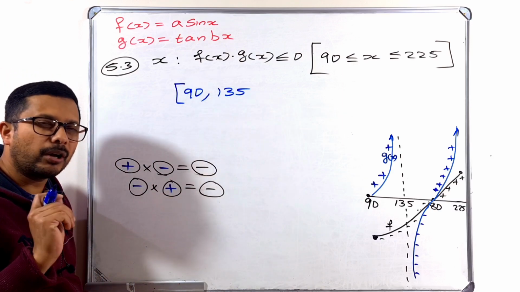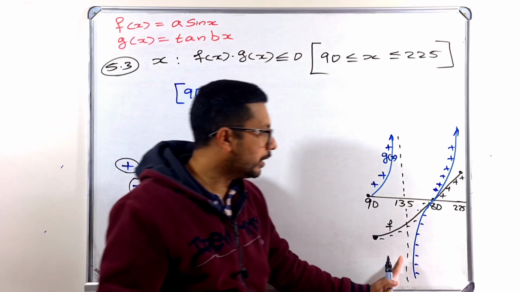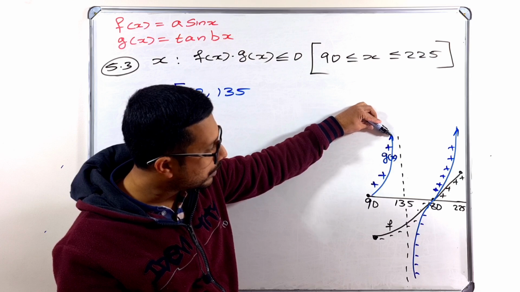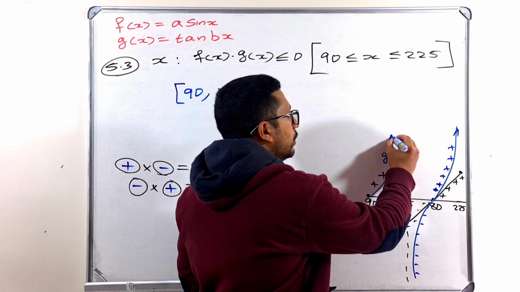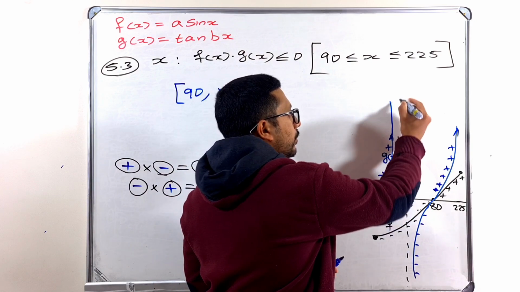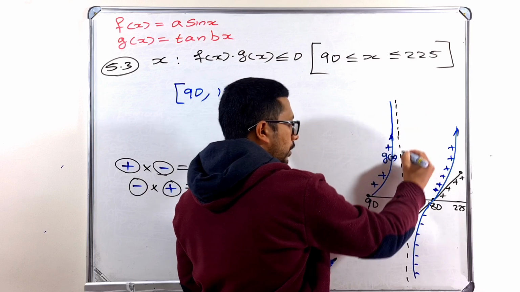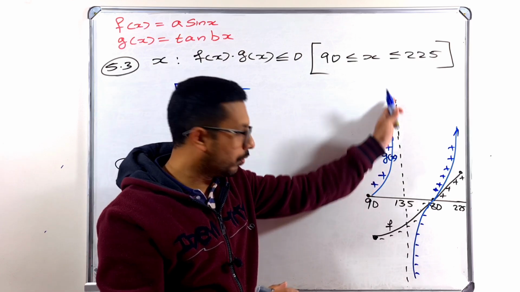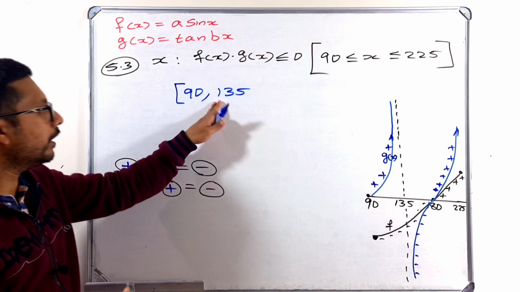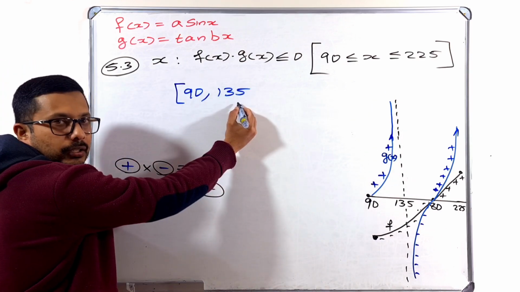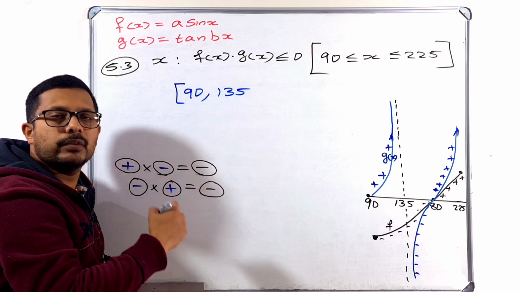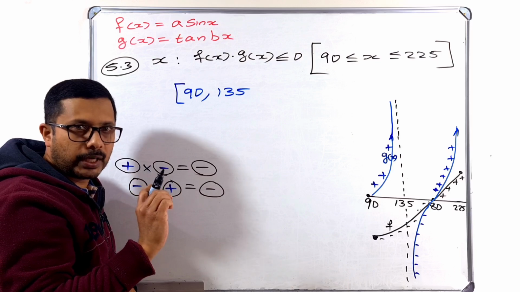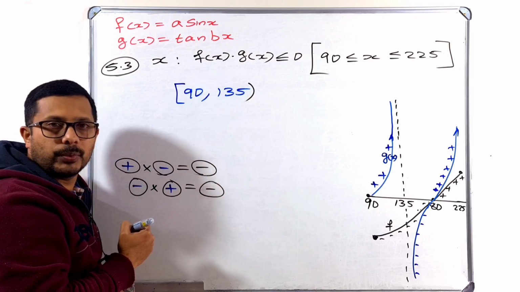But here you have to be very careful. This 135 is an asymptote. So you can see that this graph is never going to touch that asymptote. At 135, this dotted line is the asymptote. At that 135 there is no graph. So we can't put a square bracket here. If you put a square bracket here, it means that we are including that 135 also. So we can't put a square bracket there. We have to put an open bracket like this.